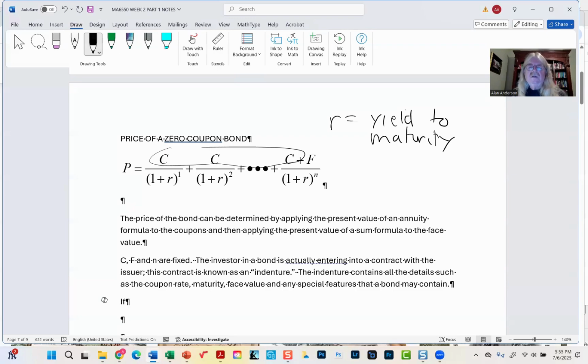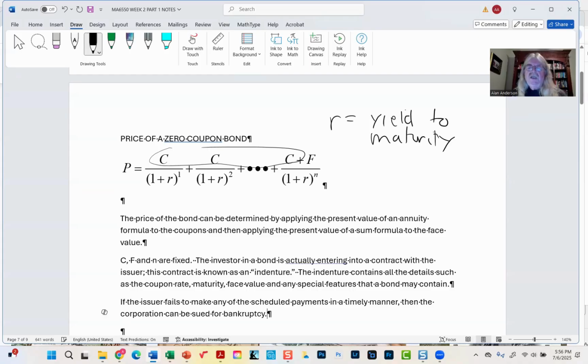Now, if the issuer fails to make any of the payments in a timely manner, then the corporation can be sued for bankruptcy. And that happens once in a while. It's not a common thing, but this is why it's important to know how creditworthy an issuer is.